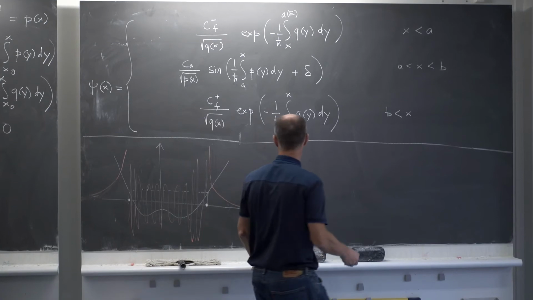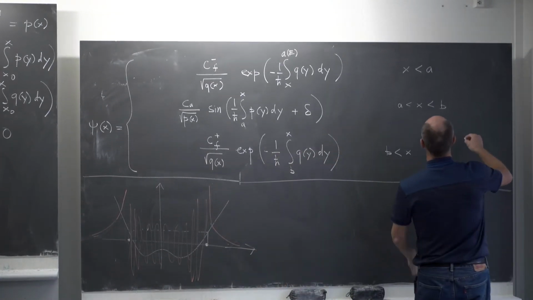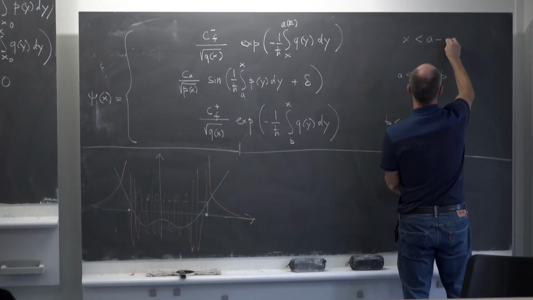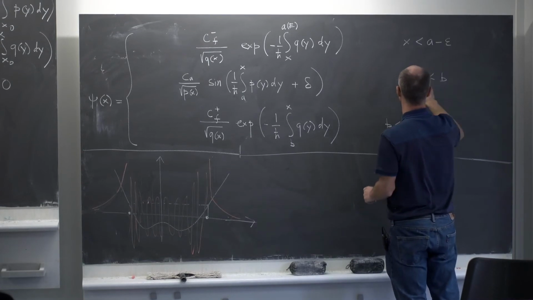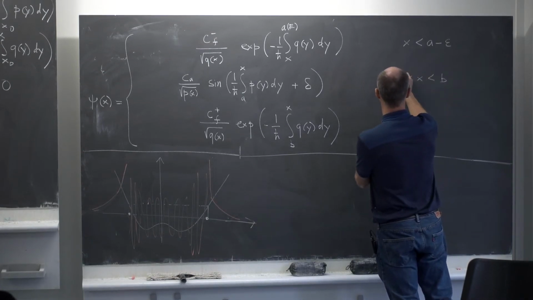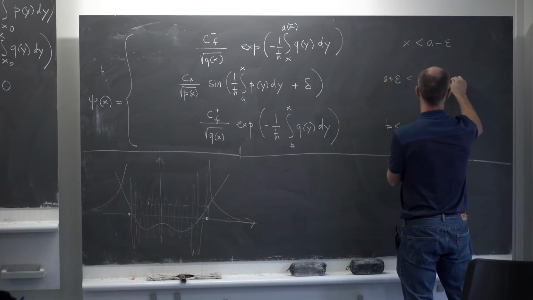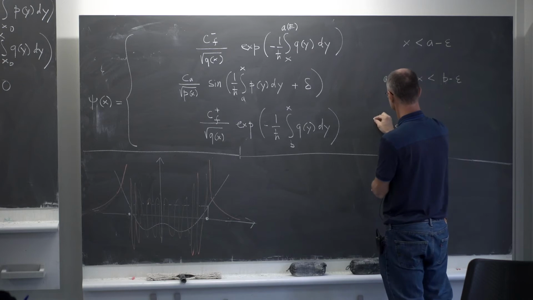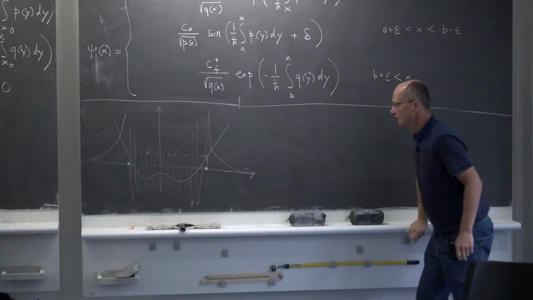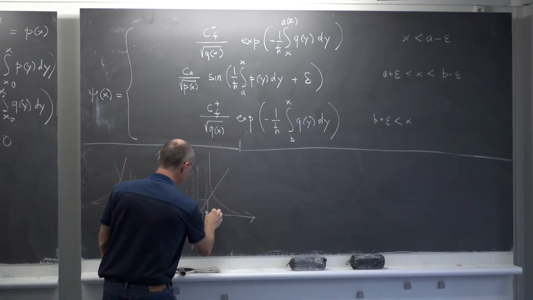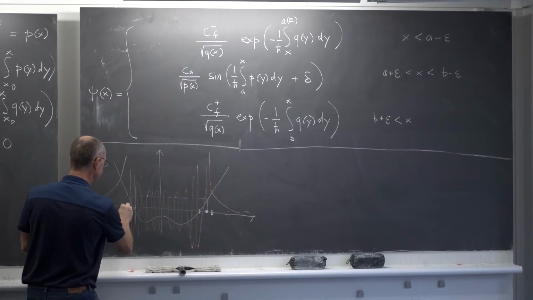Okay, let's introduce more regions. So I will say that this is valid for x smaller than a minus epsilon. So this is valid for x bigger than a plus epsilon. So here b minus epsilon, and here b plus epsilon. So this behavior I prescribe here.